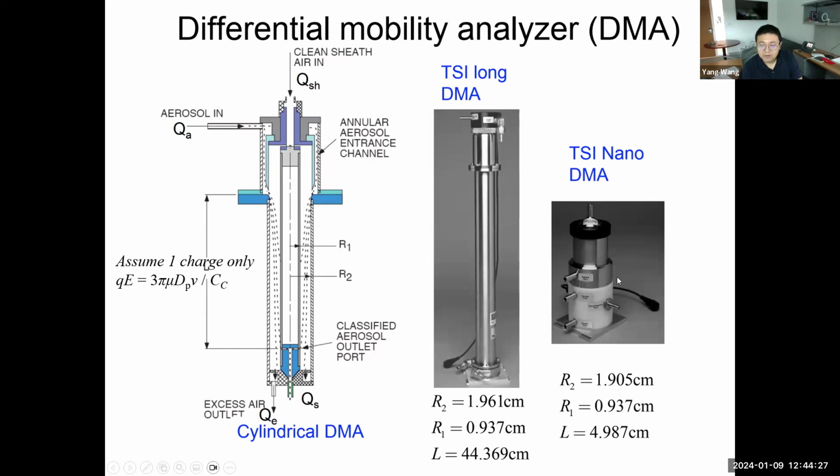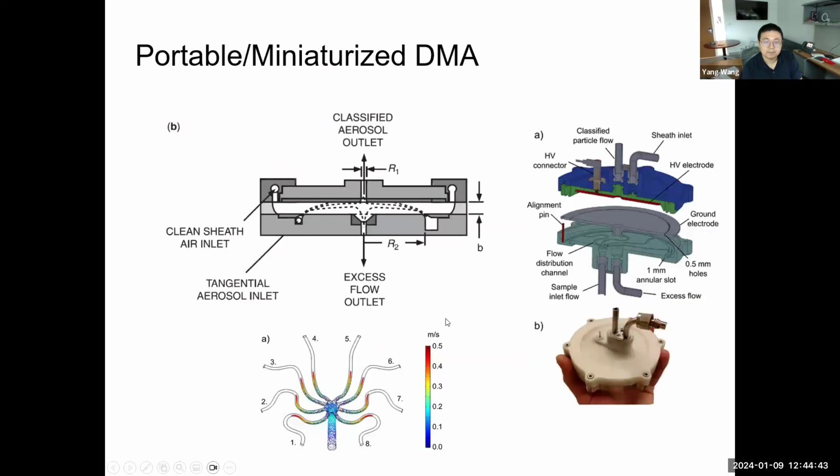But there are advantages for the nano DMA: if you have a shorter separation region, then you can reduce the time for the particles to be classified, and you can reduce uncertainties associated with the Brownian diffusion of the particles. We'll talk about Brownian diffusion later. There are other geometries of the DMAs. The cylindrical DMA is not the only one. There are parallel plate DMAs, and there are also radial DMAs.